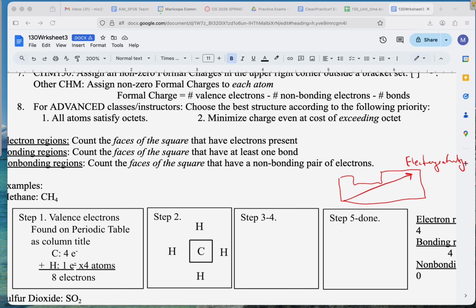So the central atom is picked on first whether or not it can bridge, and then if it can, it's electronegativity. So your central atom should be the least electronegative that can bridge. So step 2 is identified. What were steps 3 and 4?